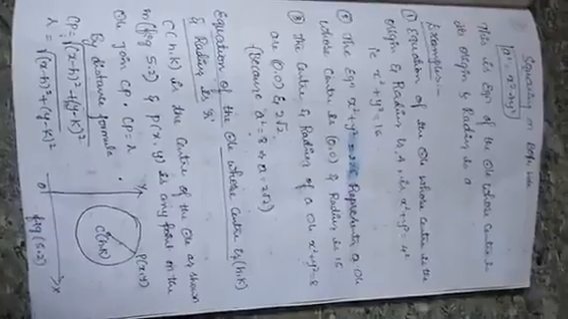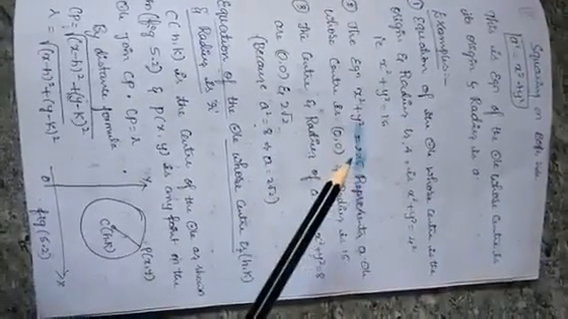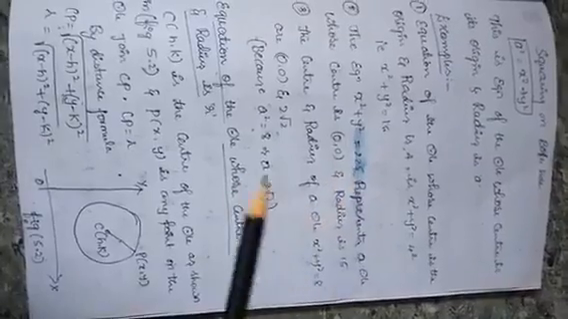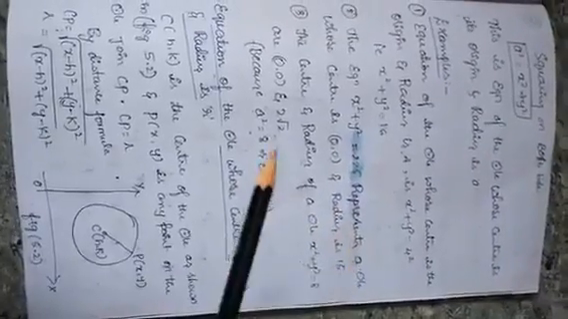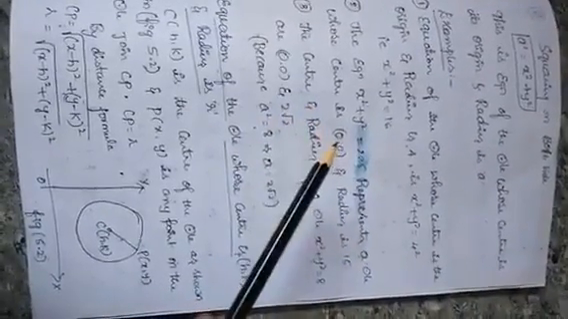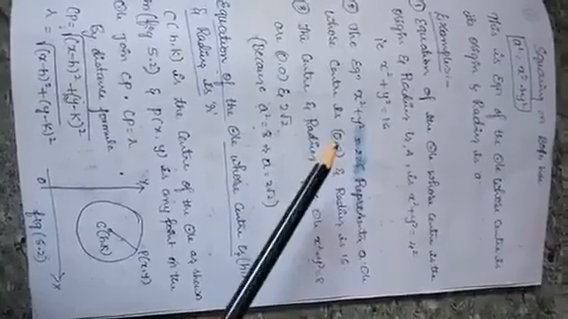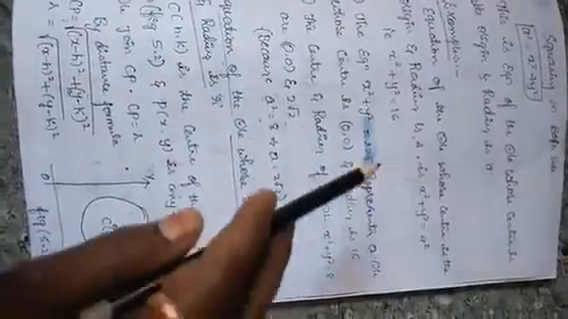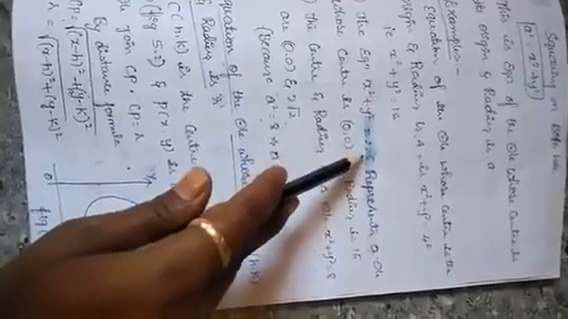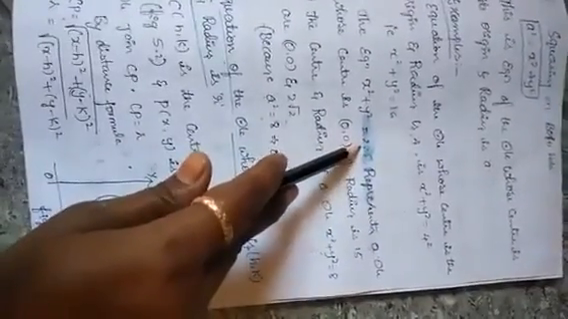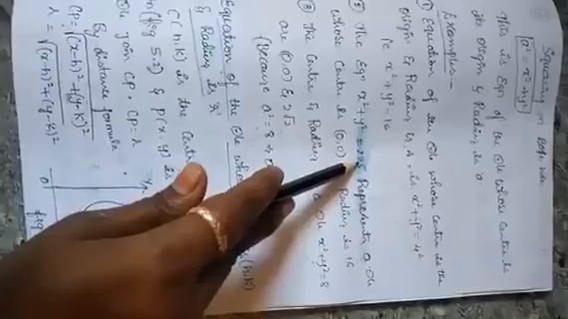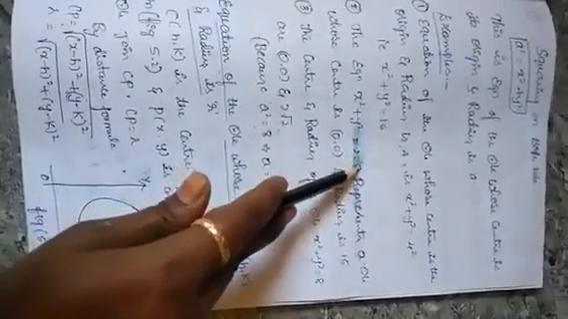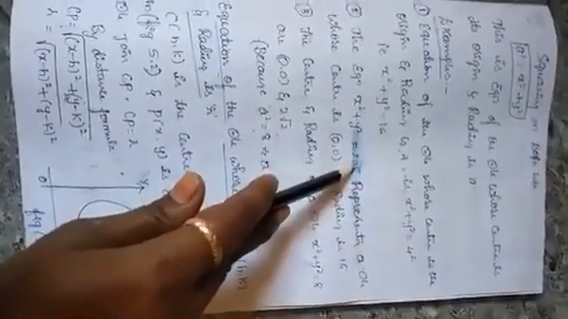Next example, the equation x square plus y square is equal to 225 represents the circle whose center is, as you already know, 0, 0, and what is the radius here? It is equal to 15. Why? Because this number represents a square, that means 15 square is equal to 225.